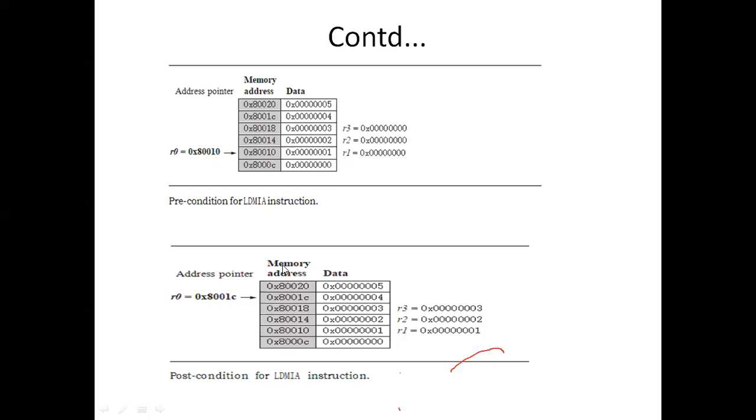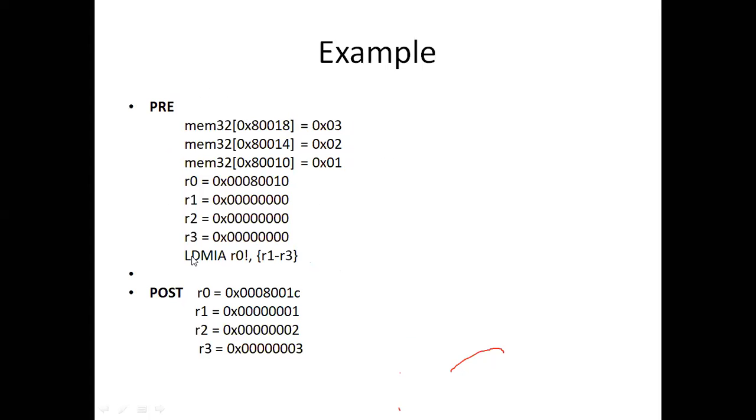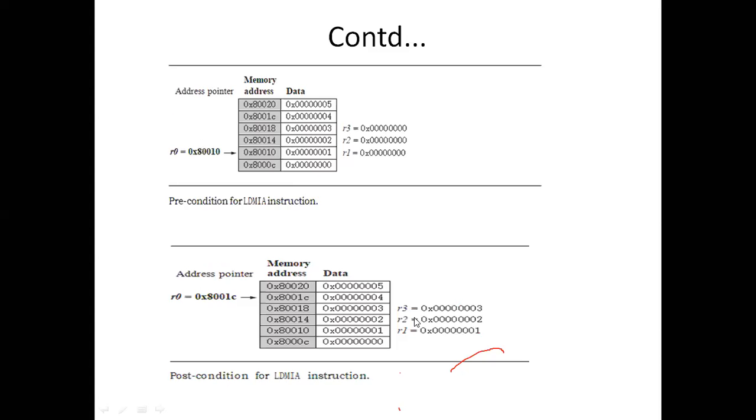After executing this instruction, that is LDM, a load multiple increment after instruction, the contents of the registers, R1 contains 1, R2 contains 2, and R3 contains 3. Similarly, R0 will have the next available address, that is 8001C.